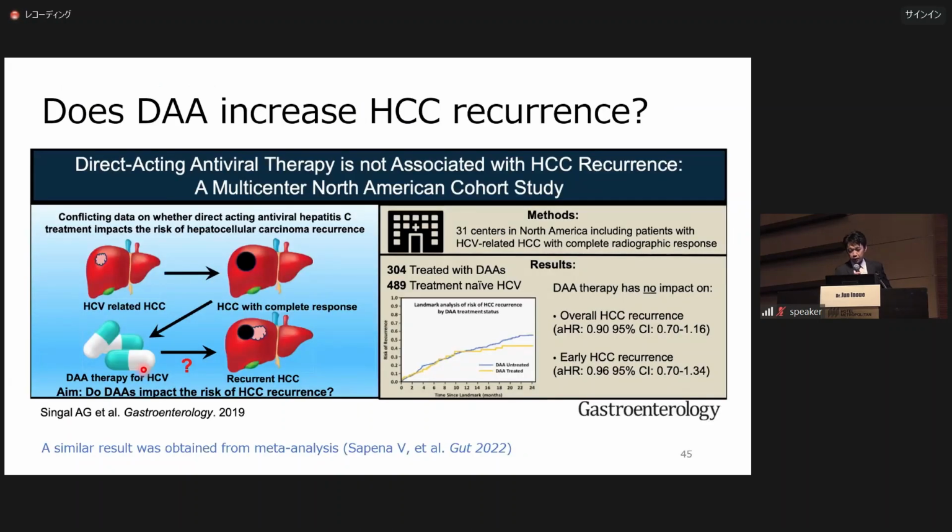However, several following studies show DAA does not increase HCC recurrence. In this Gastroenterology paper, there was no impact of DAA therapy on HCC recurrence and also early HCC recurrence. And a similar result was obtained from a meta-analysis. So we can use DAAs after HCC treatment safely.